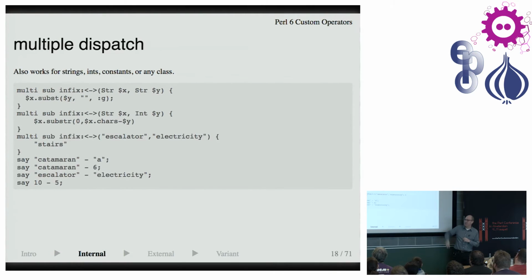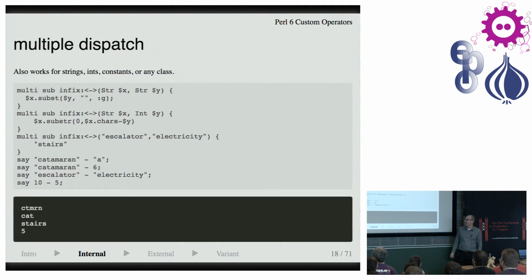Okay, so what if we put in things like constants? I think this is what you're saying, right? We have strings here as 2 arguments, and that works fine. What if we want to subtract an int from a string, meaning we take a few characters off the end, and if we put a constant here, that also takes precedence. So here we can say an escalator minus electricity, and we get stairs. Even though they're strings, we have a more narrow type than the string type. So we can take the A's out of catamaran, we can subtract 6 letters from catamaran, and then 10 minus 5 still works.